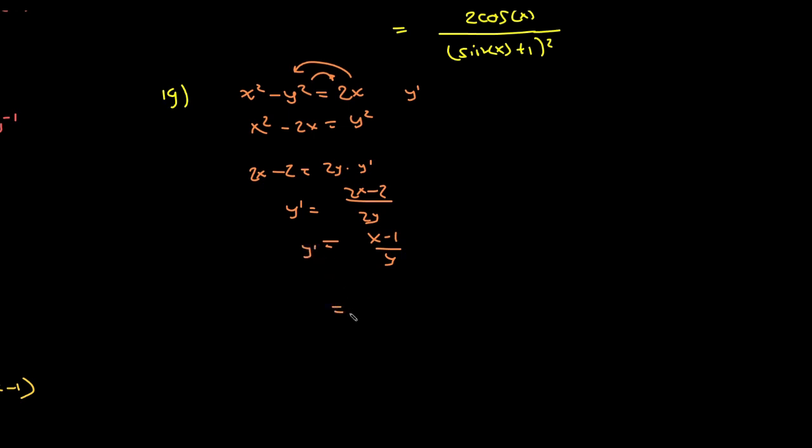Now I can say that y prime is equal to x minus 1 over plus or minus, because now I do have to take the square root. I take the square root right here, so it's plus or minus the square root of x squared minus 2x. I delayed doing the square root until I had the derivative. So that's the first implicit differentiation. That wasn't too bad, thankfully.